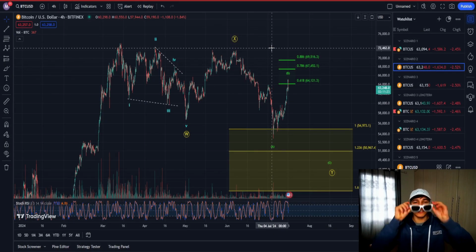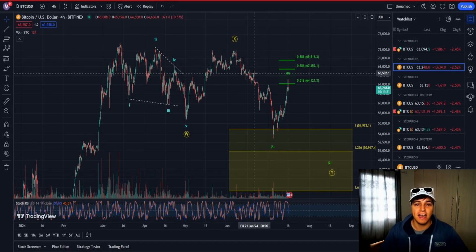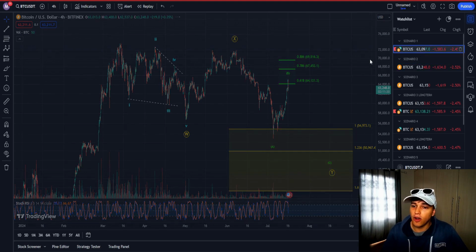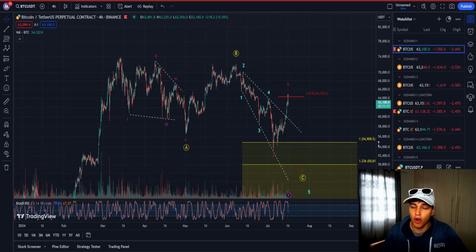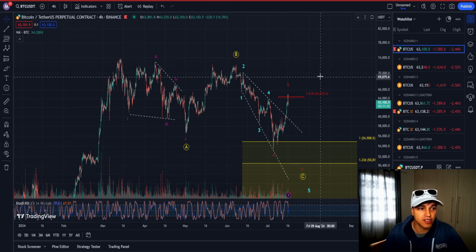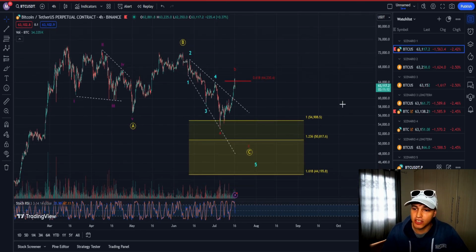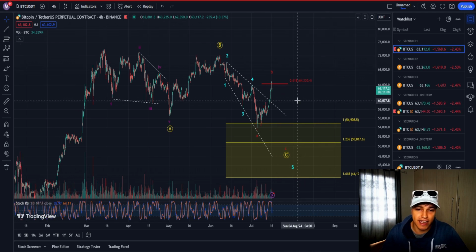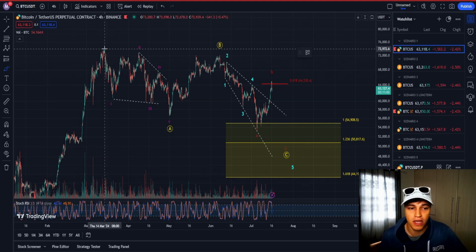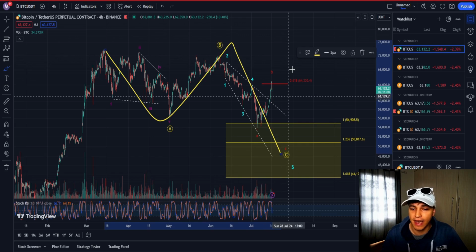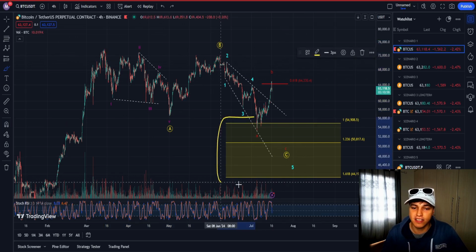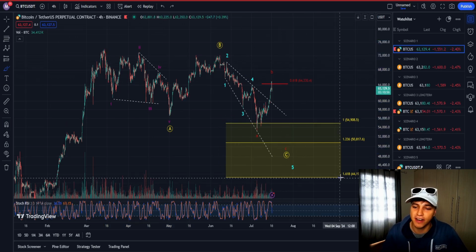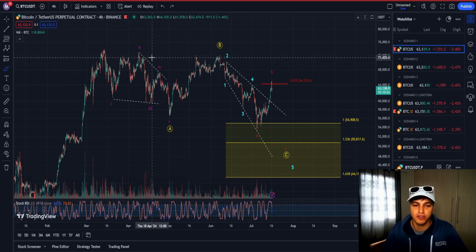Let's get into the charts. As we can see on our main scenario that we had on the chart, it was an ABC structure. But at the moment, the 0.618 on the B wave has been hit. So let me explain a little more. We have an A, B, and C structure targeting this yellow box at $54,900 to $44,100.